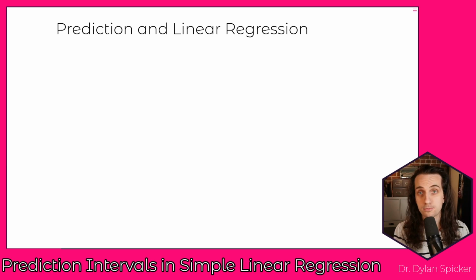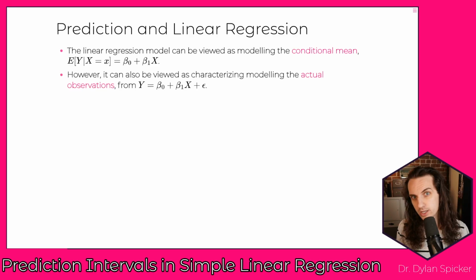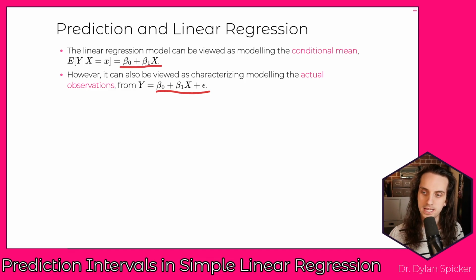So how can we think about prediction in light of linear regression? Well, the linear regression model can be viewed as modeling the conditional mean, so the expected value of y given x is equal to x, and that's going to give us beta 0 plus beta 1 times x. So that's one way that we can view what our linear regression model is. However, we can also view it as characterizing the actual observations. If we've assumed that y is in truth equal to beta 0 plus beta 1 times x plus epsilon, then this term, beta 0 plus beta 1 times x, is in some sense trying to capture the meaningful value for y.